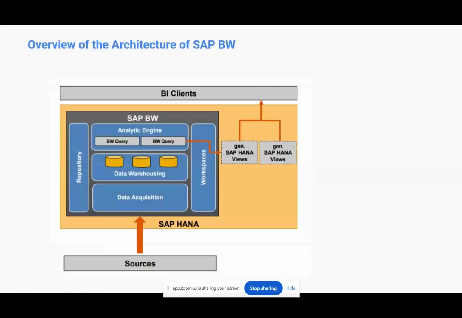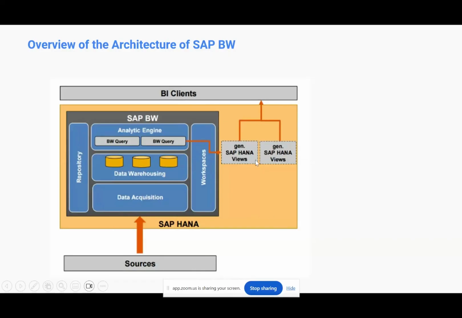Now this is the overview of the architecture of SAP BW. You have three different parts, and we'll understand this architecture in three different pieces. At the bottom you have the sources. In the middle part you have this yellow box called SAP HANA, your SAP HANA database. And on the top you have the BI clients. So what these sources mean is the source from where you get your data into the SAP BW system.